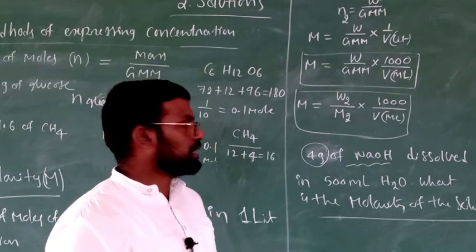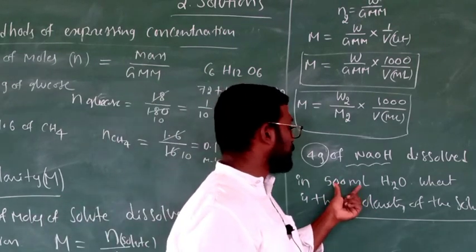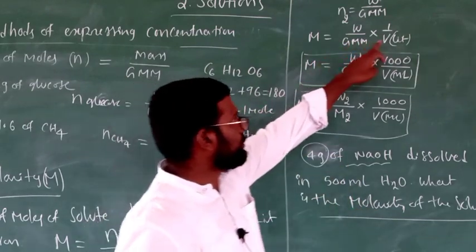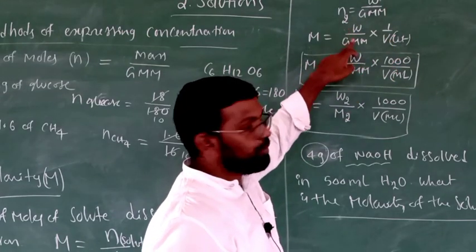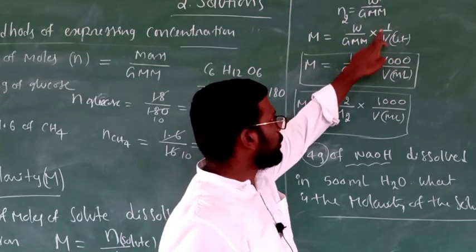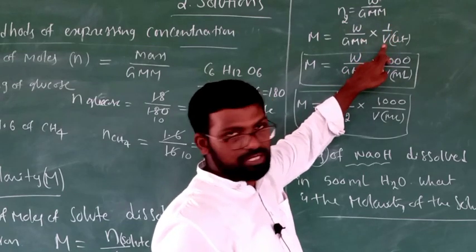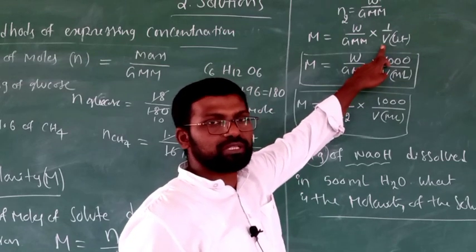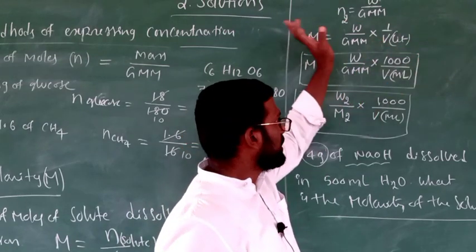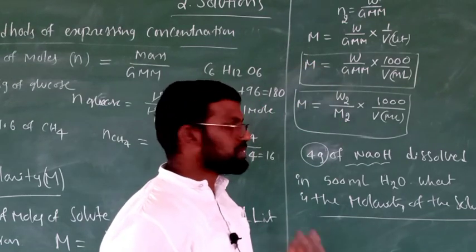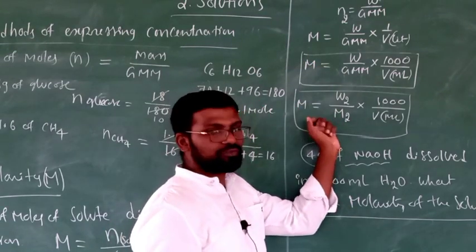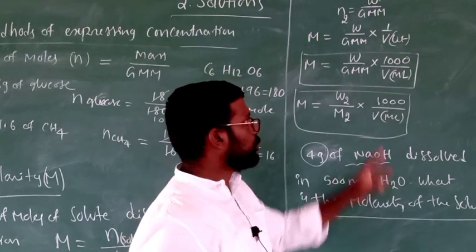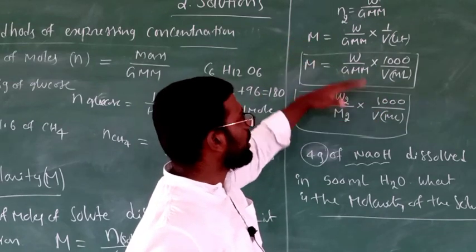Suppose in any numerical, instead of volume of the solution in milliliters, you get it in liters, then you can follow the other formula. Then mass of the solute by gram molar mass of the solute, and 1000 will not be there, only the volume. If it is 1 liter, in the place of V you write 1. If it is 2 liters, 2; 3 liters, 3. Only if the volume is given in milliliters do you have to use the 1000 formula. But in most cases, volume will be given in milliliters, so you need not worry about this. Remember this formula or this formula.